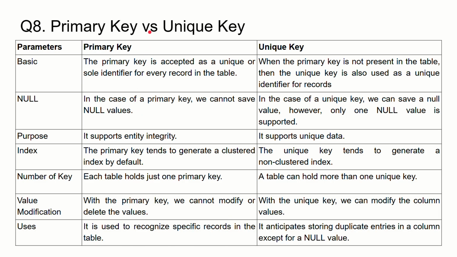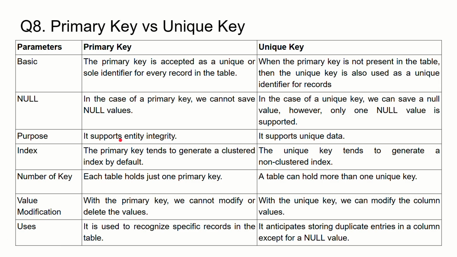Next, again an important question: primary key versus unique key. Let us understand this also on the basis of some parameters. The basic definition: a primary key is accepted as the sole unique identifier for every record in the table, whereas when a primary key is not present in the table, the unique key is referred to as the sole identifier. Null values: in case of a primary key, we cannot save null values. In case of a unique key, we can save a null value, however only one null value is supported.